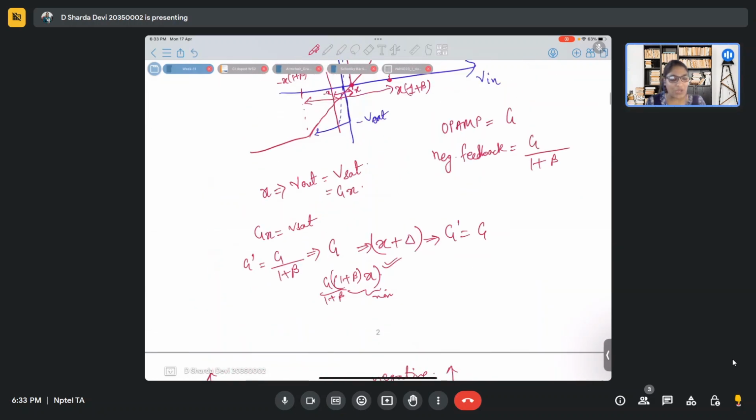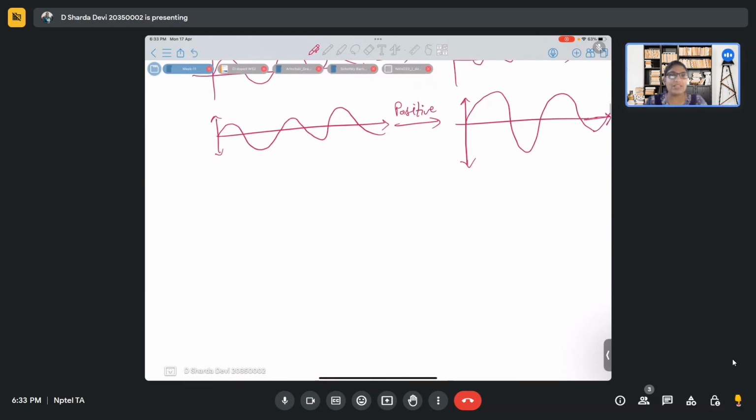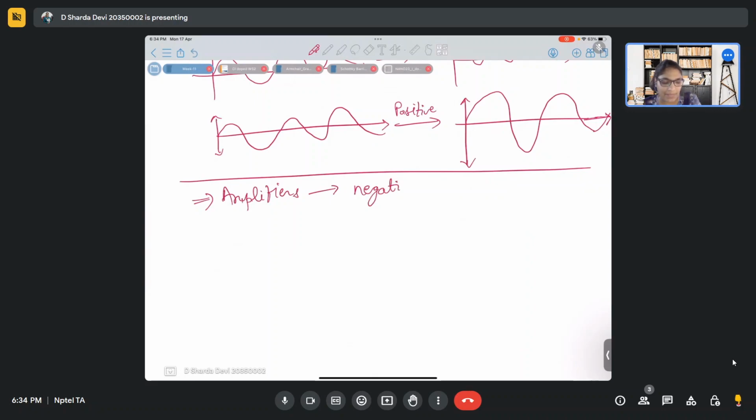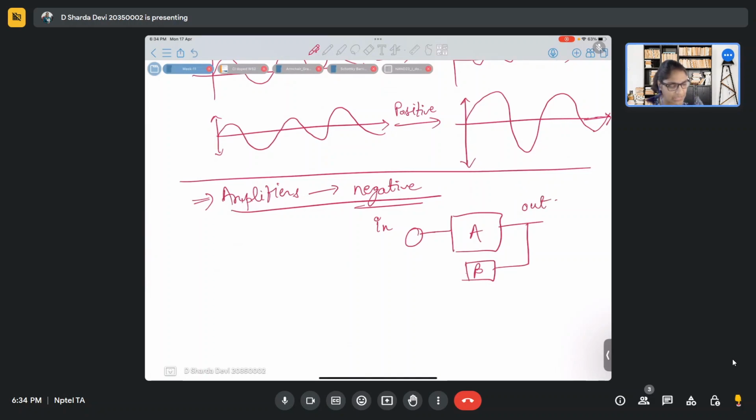Okay, so we have seen positive and negative feedback till now. We also understood that if we have amplifiers, they must have negative feedback. That means if there is an amplifier, say A, with an input and output, the output will be fed back with some factor beta to the input, and here it is actually negative.